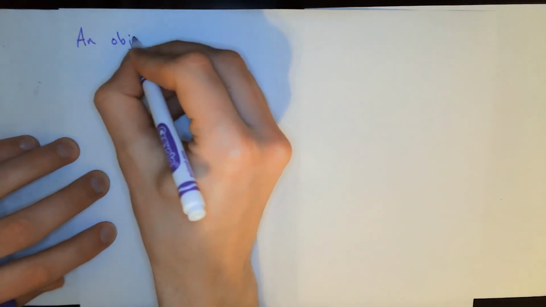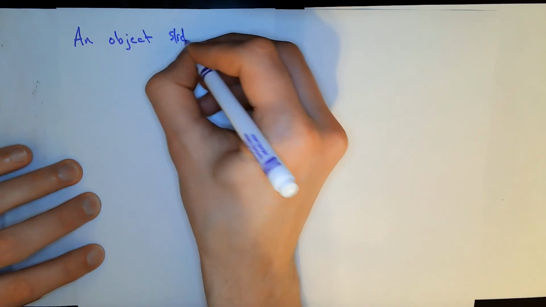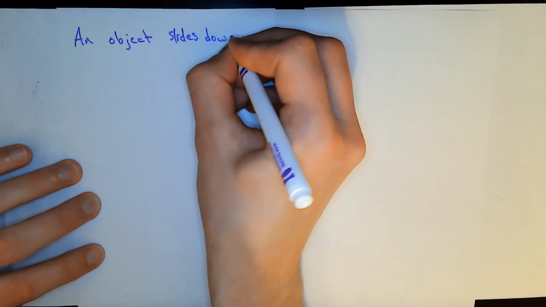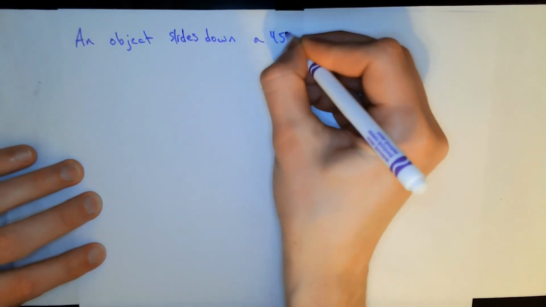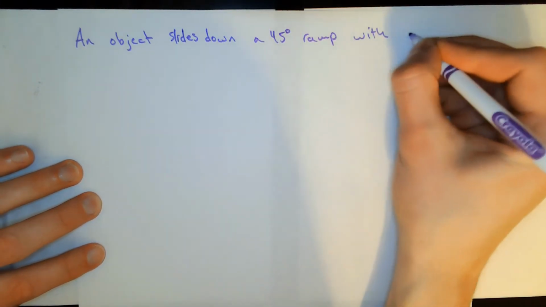Alright, I had to scrub that previous example, so here we go, redoing this. Now for an object sliding down a ramp or a hill, whatever, a slope, with acceleration. An object slides down a 45-degree ramp with constant acceleration.